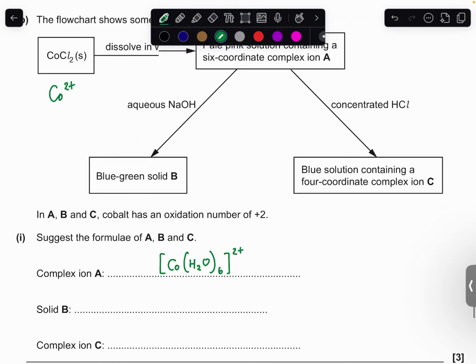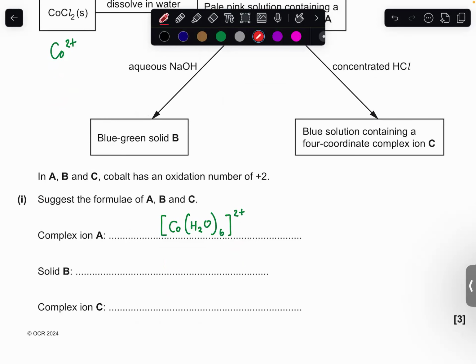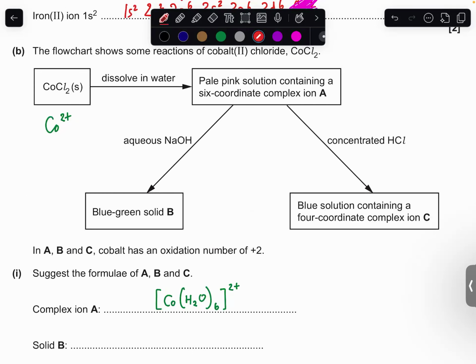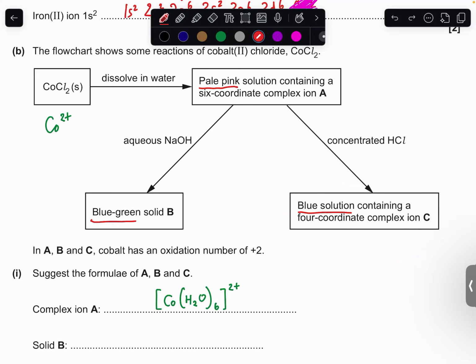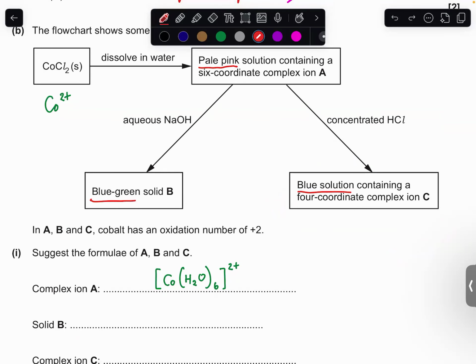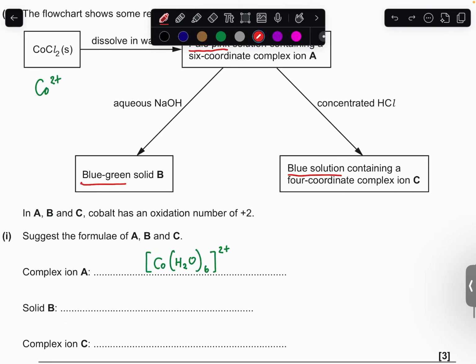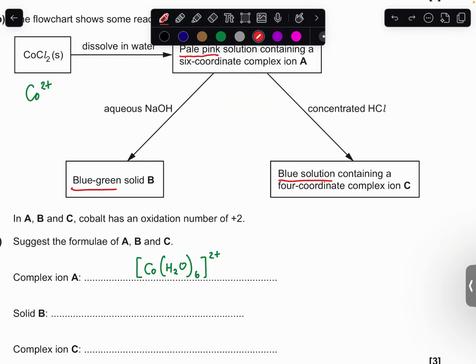Now, as for solid B, they've given you these colors: pale pink, blue-green solution, blue-green solid, and blue solution. I believe this is the only color that you need to learn, as I'll show you in the chart shortly. But if you look over here, solid B, it's asking for the identity of what that solid B is. They could also ask you to show the ionic equation for the precipitation forming solid B.